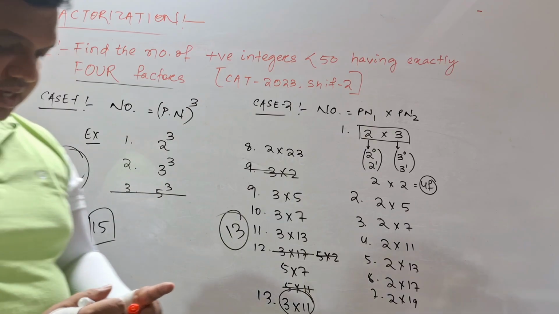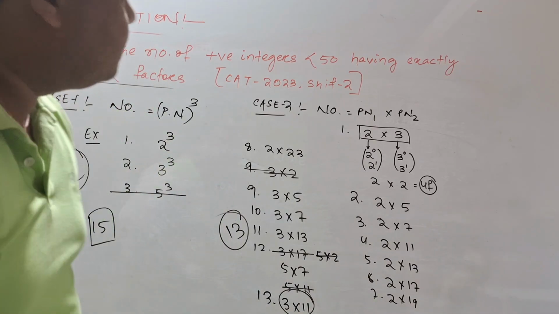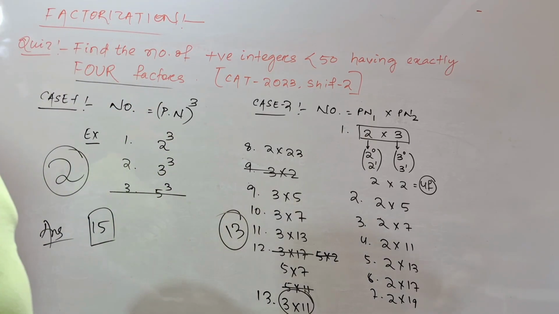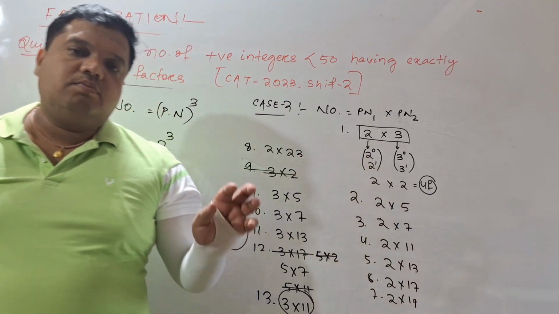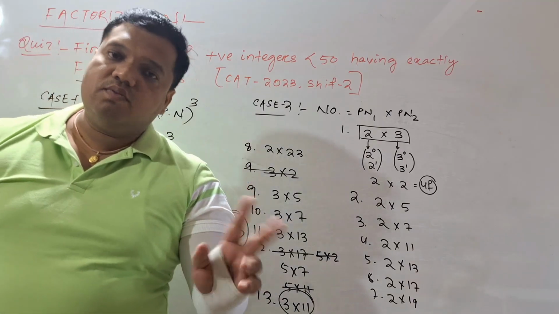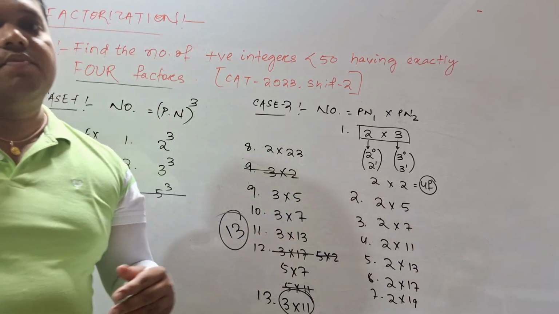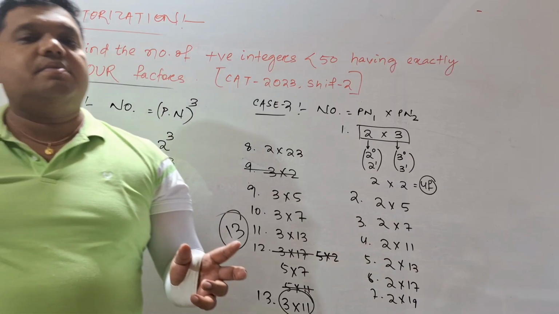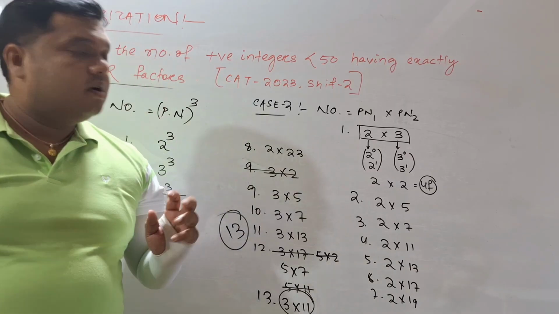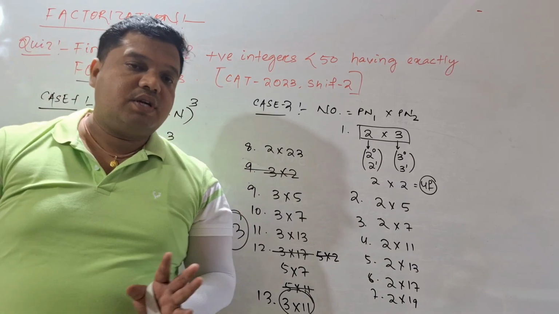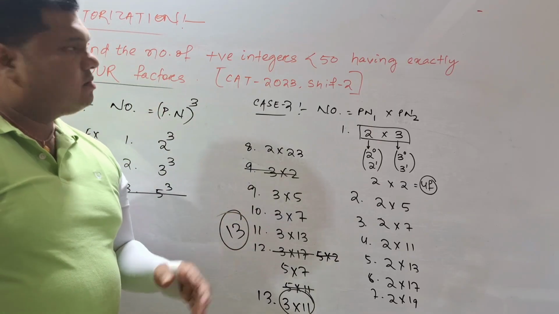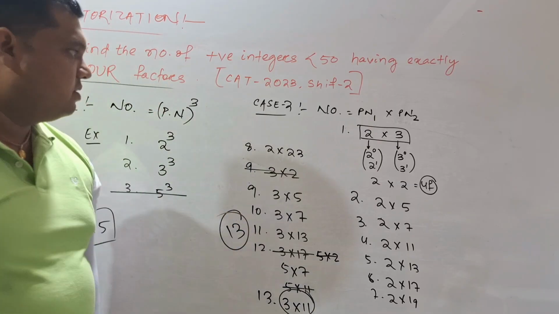Very easy. From factors, look at the last 2-year trend: from number system you get 1 to 2 questions, and that is either from HCF or LCM, or successive division. Remainder theorem is very, very important, and from factors maybe you can expect a question.